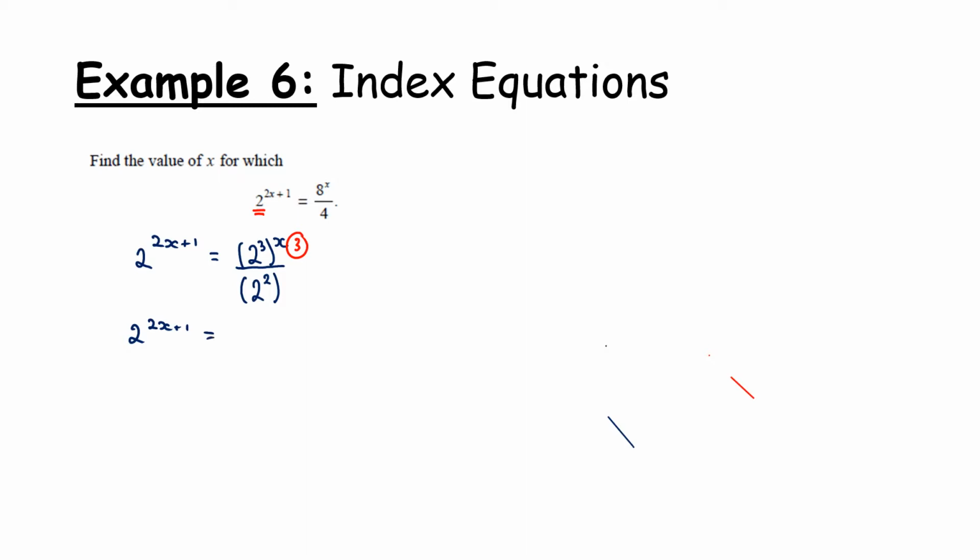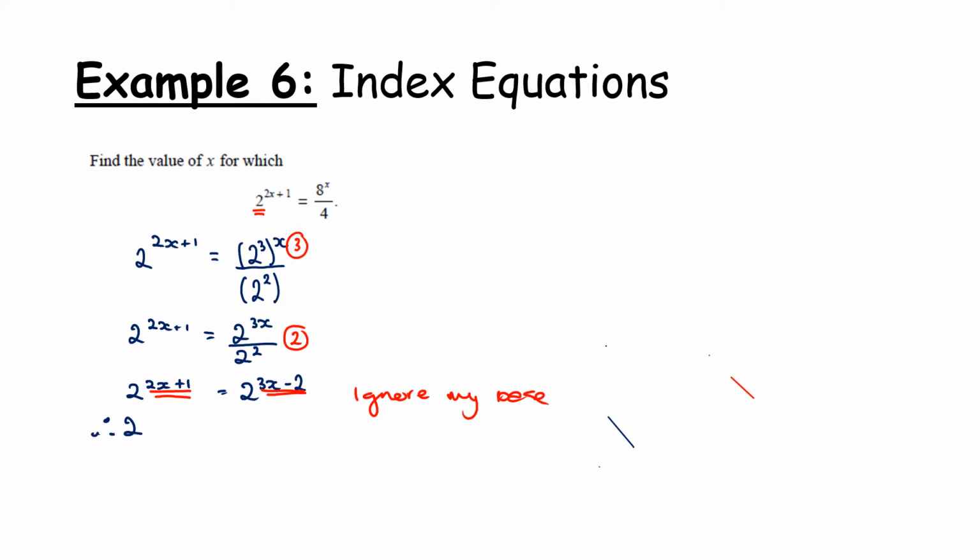Law 3 tells me if I have two powers, I multiply them. So I have 3 by x, I have 2 to the power of 3x, all over 2 to the power of 2. I'm now going to use law 2, which says if I'm dividing two numbers, I subtract my powers. So I have 2 to the power of 2x plus 1 is equal to 2 to the power of 3x minus 2. Now, I focus on my powers and I ignore my bases. So I ignore the base and I just focus on the power on each side.